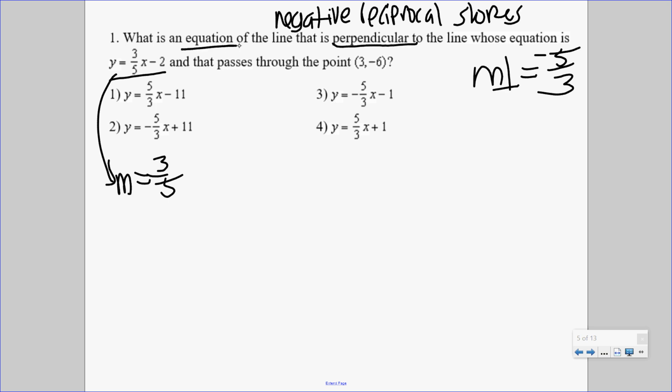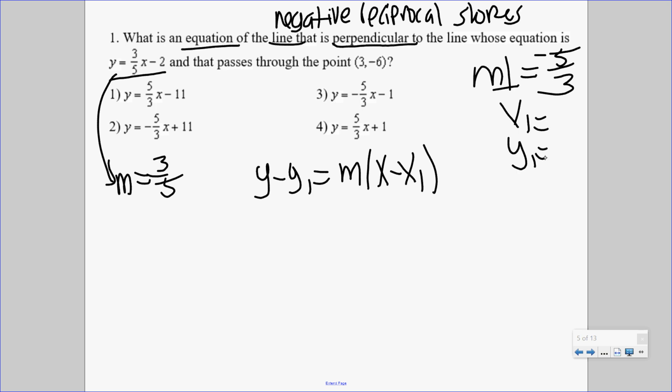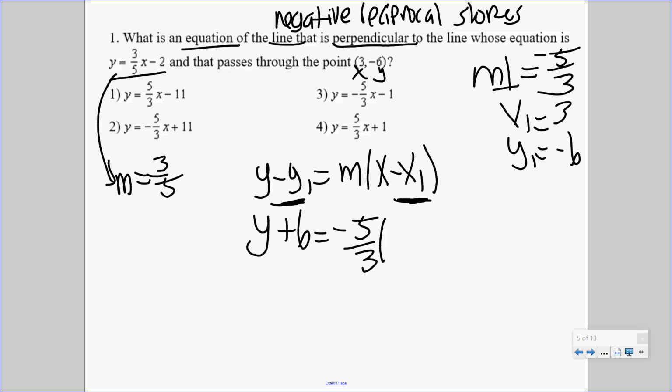Now, it wants the equation of a line. That's y minus y1 equals m, x minus x1. I have my m, and my x1 and y1 are the point that it passes through. So 3 and negative 6. Minus in a formula means change the sign. So I'm changing the sign of y1, I'm changing the sign of x1. So it becomes y plus 6 equals m, x minus 3. Again, you're changing the sign of x1 and y1. That's what minus in a formula means.